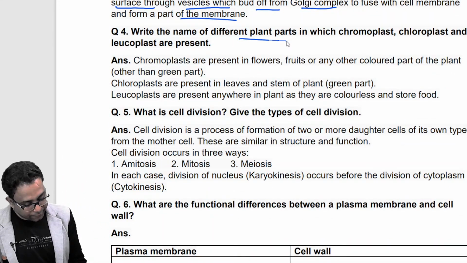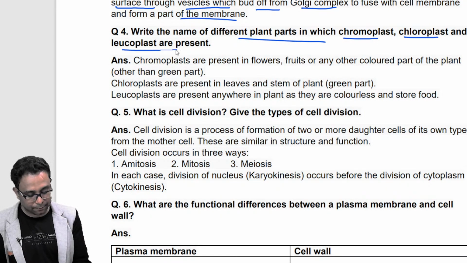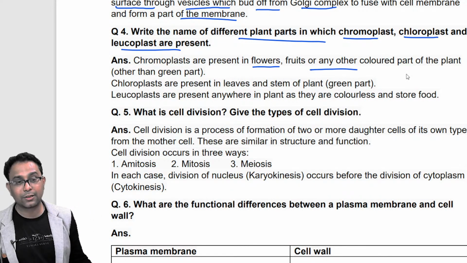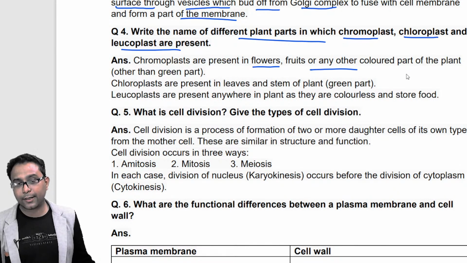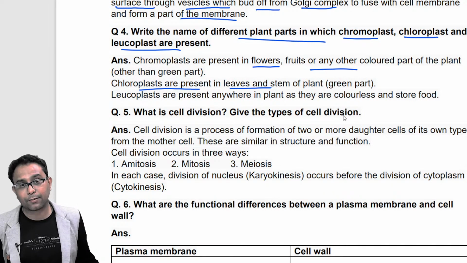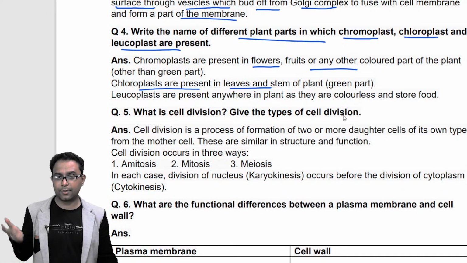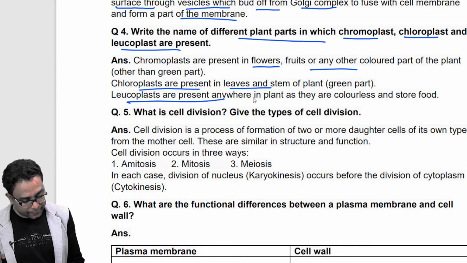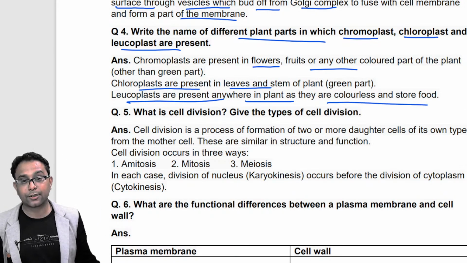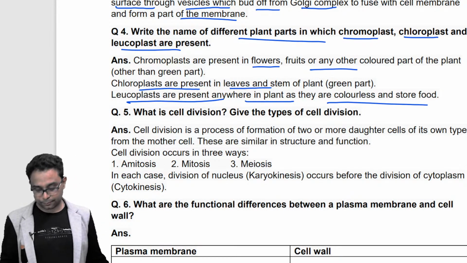Write the names of the different plant parts where chromoplast, chloroplast and leucoplast are present. Chromoplasts are present in the flower and fruit, the coloring parts other than green. Chloroplasts are present in the leaves and green part of the stem. Sometimes in the initial stage some stems are green, and that is due to chloroplasts. Leucoplasts are present anywhere in the plant. They are colorless and store food, more commonly in the roots.